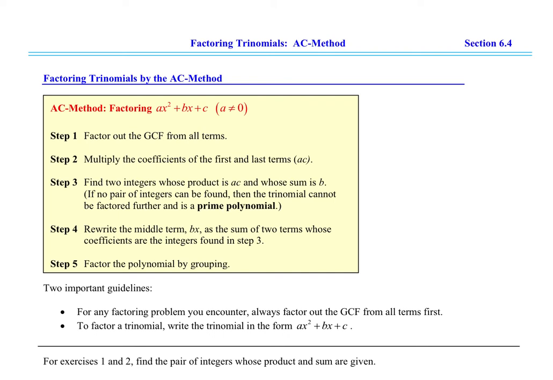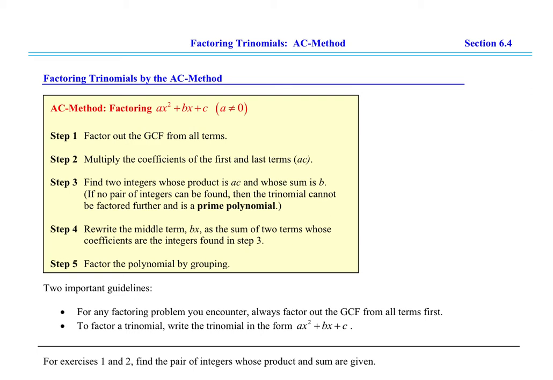In section 6.4, we're factoring trinomials again, but we're going to call this the AC method because these trinomials are of the form ax squared plus bx plus c, meaning they're going to have a coefficient other than 1. The trinomials in section 6.2 would just say x squared plus bx plus c, but this time there's going to be a number in front of the x squared.